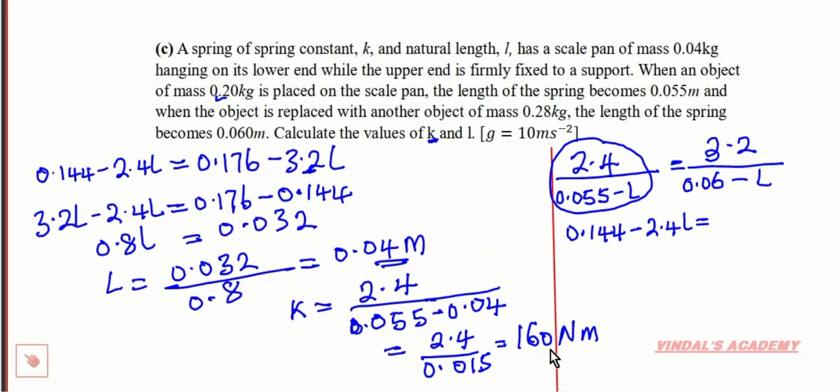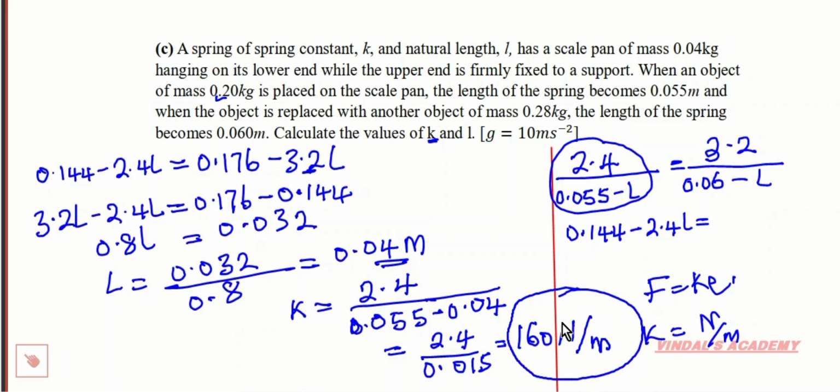Sure? Newton meter. No, sorry, F is equal to Ke, so K is going to be Newton per meter. So it's not going to be Newton meter, it's going to be Newton per meter. This is the value for the force constant, and this is the value for the length. That is for number 8.